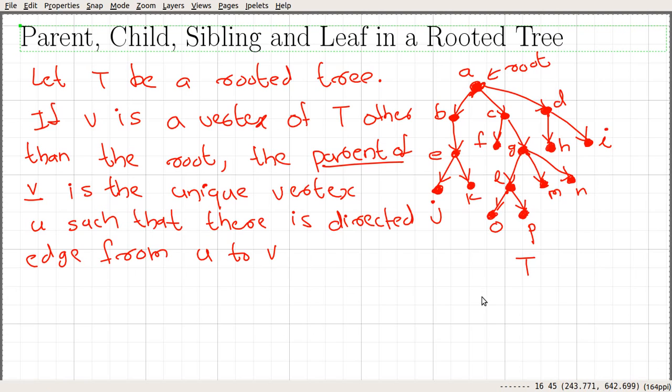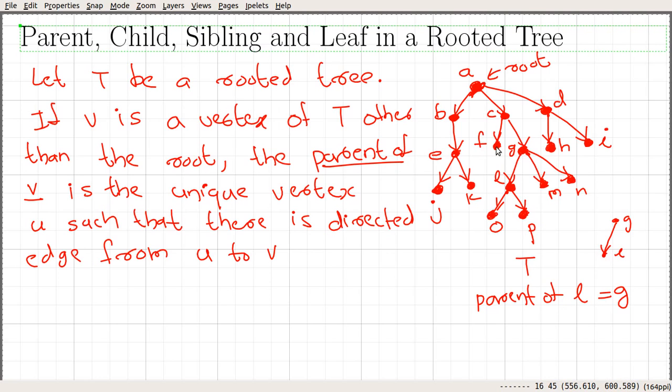So the parent of L is the unique vertex U such that there is a directed edge from U to L. Here we are dealing with a tree, so all the paths will be unique. We look for a directed edge that is coming to L. We can see that we have this directed edge from this vertex G to this vertex L, so the parent of L is G.